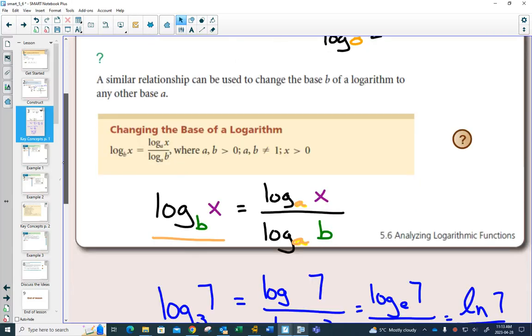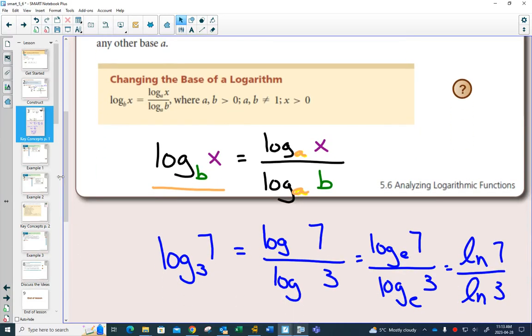So I've got another example here. If I wanted log base 3 of 7, I could change it to log 7 over log 3. I could change it to log base E of 7 over log base E of 3, which is the same as the natural log of 7 divided by the natural log of 3.